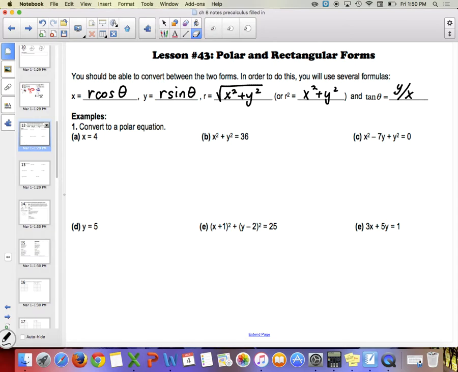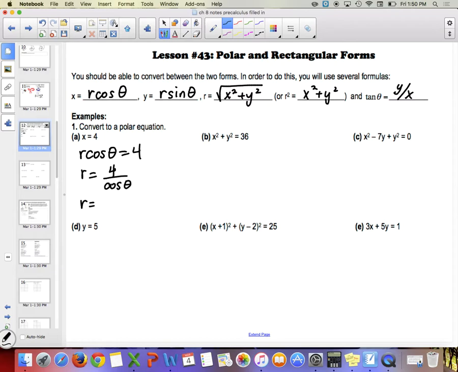All right, so it says convert to a polar equation. So we have x equals 4. All we're going to do is try to change it so that it's like r equals something, just like if you would put it into a calculator, r equals something with theta. Okay, so what do we replace x with? What do you think? r cosine of theta equals 4. So if we solve for r, we get 4 over cosine of theta.